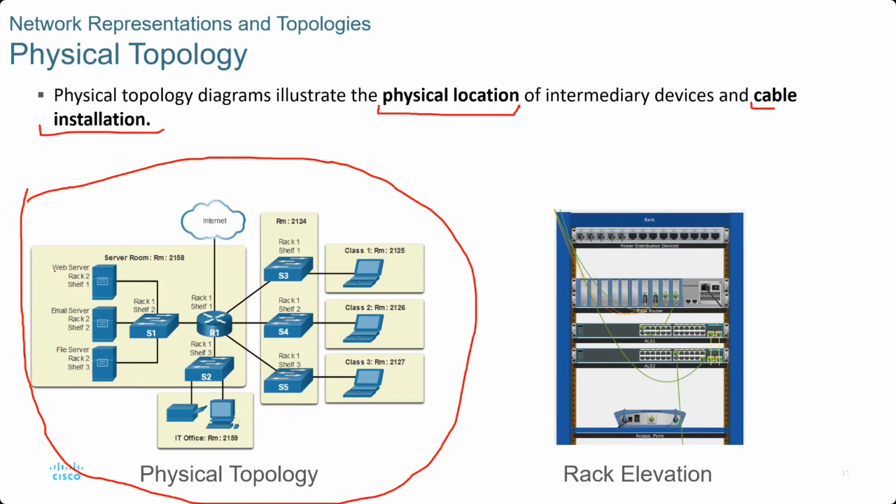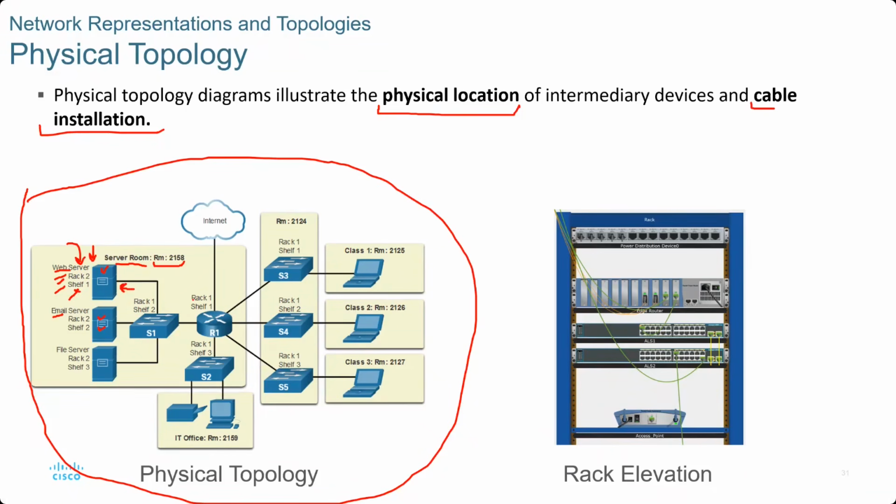It is saying that we have a web server in rack 2 shelf 1. We have another server, email server, in rack 2 shelf 2. So you see the information this diagram is giving us about this server is physical. Like, where is this server physically located, so that if I tell someone to go fix this server physically, he would immediately, by looking at this physical topology, know where the web server is. So he would have to go to server room number 2158, where he would go to rack number 2 shelf 1, and that's where the web server would be.